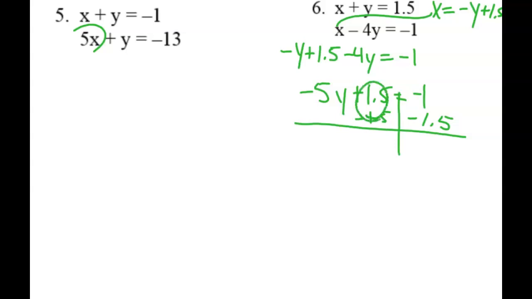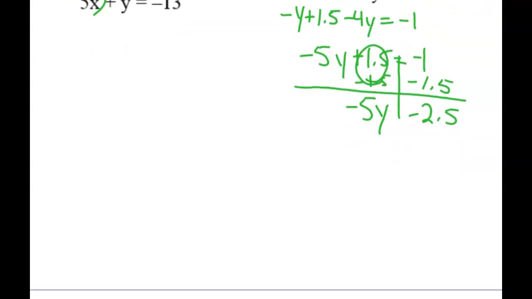This adds to 0, yes. What do I have left on this side? Negative 5y. What do I have over here? Negative 2.5. How am I going to get y by itself? Divide by 5. What kind of 5? Negative 5. Correct. When I divide this, it has to be the exact same number. Y equals what? 0.5. Positive, right? Yeah. Because a negative divided by a negative is a positive.